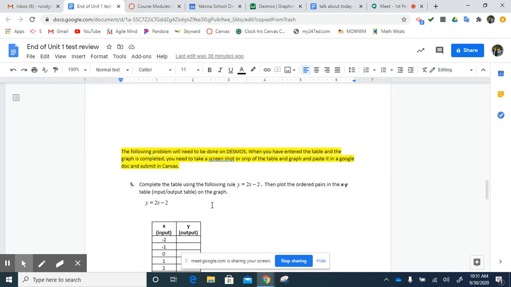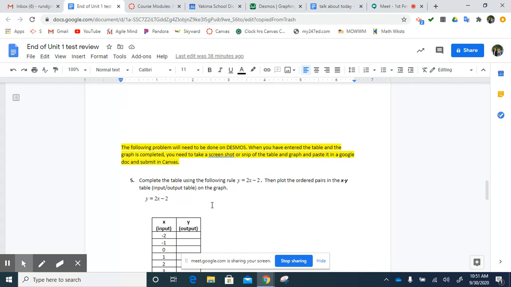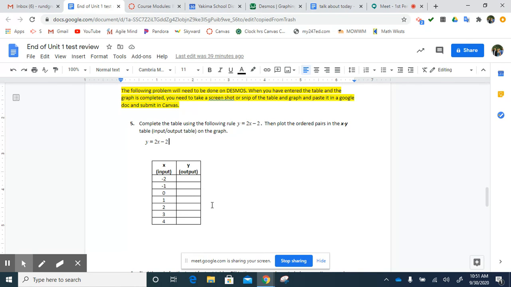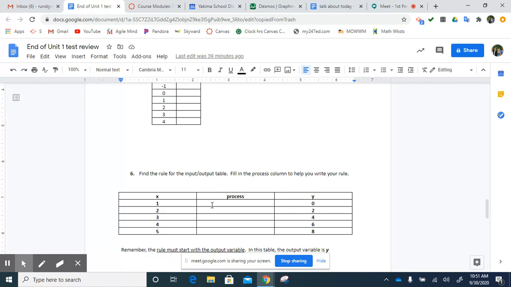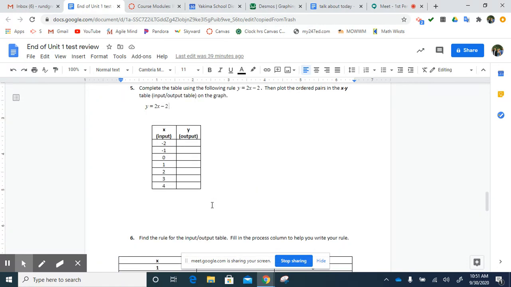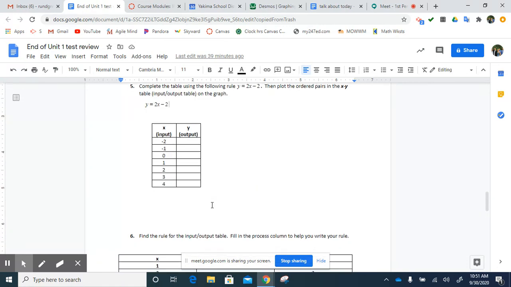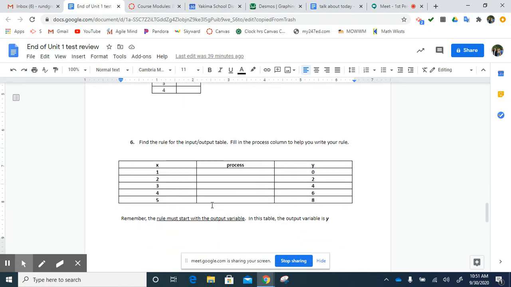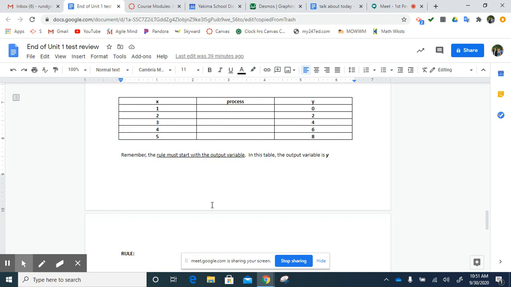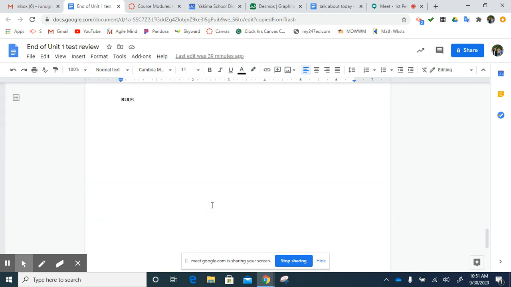All right. So for this one, we are going to be doing this in Desmos, which I'm going to show you how to do in just a sec. So that's for number 5. So I'm going to skip past it for just a second and go to number 6. And that's the last one.